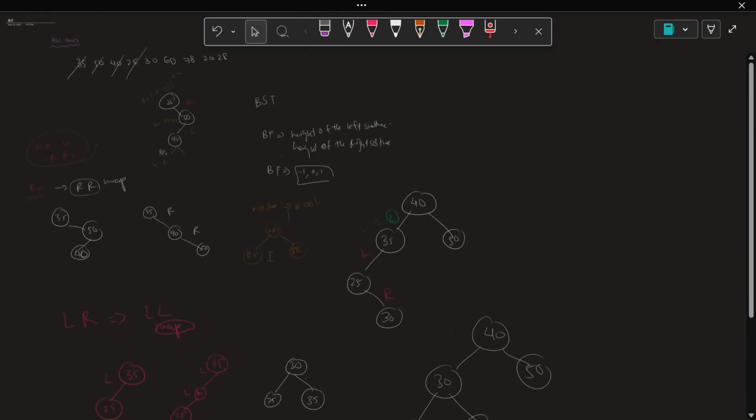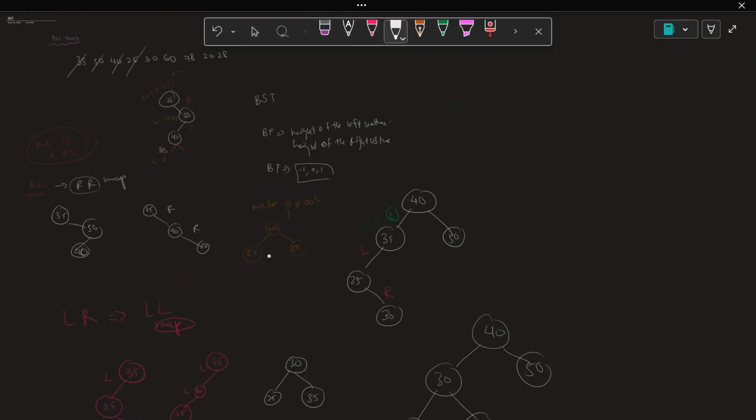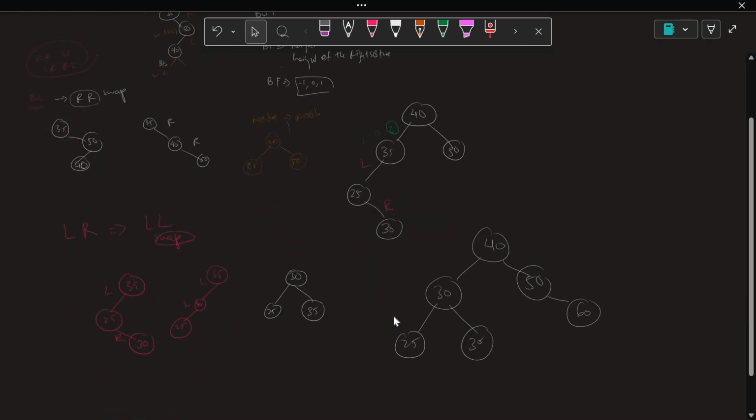Now we're going to move on and see what else we have to add. We have already added 30. Now we go ahead and add 60. So where do we put 60? We're going to put it over here because it's greater than 40 and greater than 50, so it's going to go towards the right side of it.